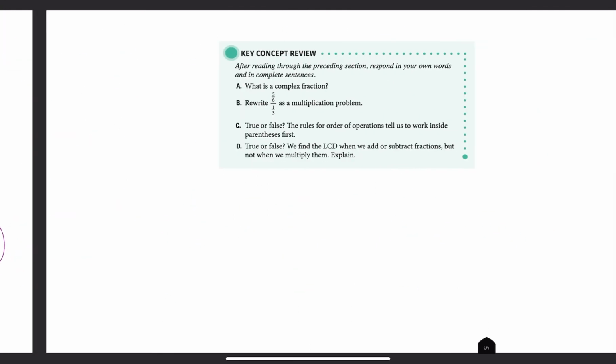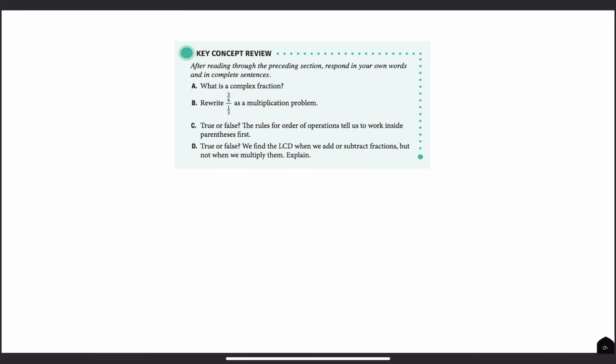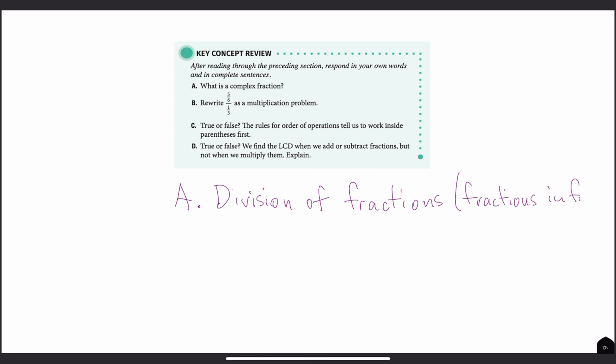All right. So let's have a look at the review here. So what is a complex fraction? So hopefully it's not that complex anymore. It's just the division of fractions, AKA fractions inside of fractions. That is what division of fractions, complex fractions are.